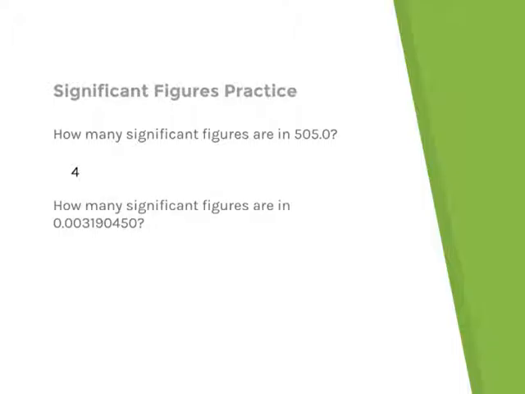Our next question is how many significant figures are in 0.003190450. So that's a big number, so let's go through each rule and figure out what we can do. So with rule 1, we can see that the 319045 is significant, right? Non-zeros and zeros in between non-zeros. Rule 2 will show us that the zeros on the left of the number are not significant. So we won't have those towards our count. So we're still at 6.